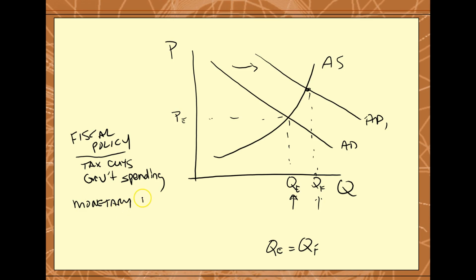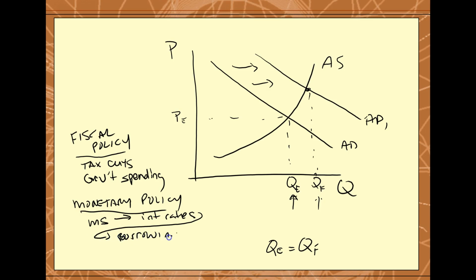Monetary policy is also designed to shift the aggregate demand curve to the right. But the way it's going to do that, it's going to use the money supply to affect interest rates, and interest rates will affect borrowing, and borrowing will lead to more spending or more aggregate demand. And that also shifts the aggregate demand curve.